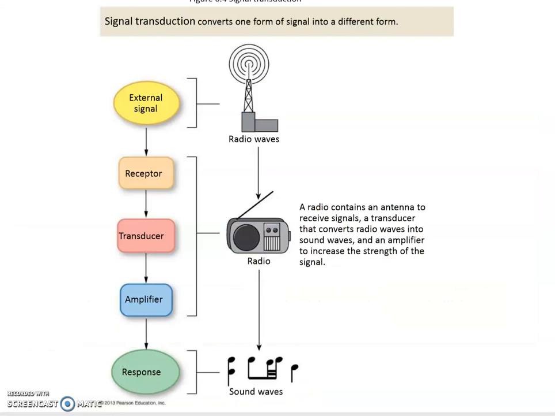In your book, you will find a diagram like this. I'm not a big fan of it. It shows in general that there's some sort of an external signal, and then here you have a radio that has the receptor for these radio waves, and then a transducer that translates that signal into something that you can hear out of the radio. We also have amplifiers, and then the response here would be that the sound waves are exiting the radio.